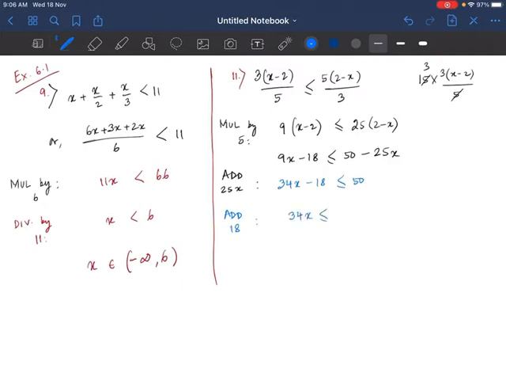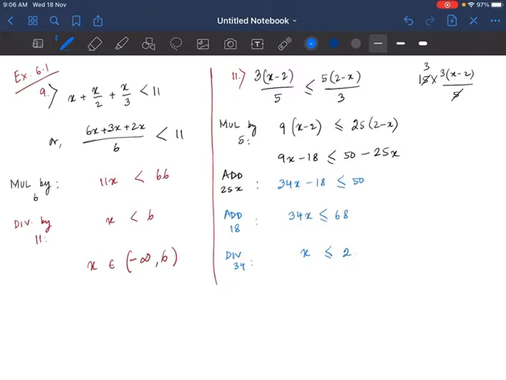And this side, if I add 50 with 18, I get 68. Now 34x I see. So x is multiplied with 34. I need to remove 34. So what will I do? I will divide by 34. Divide by 34, so it becomes x less than or equal to 68 by 34, which is 2. So we have x less than or equal to 2.